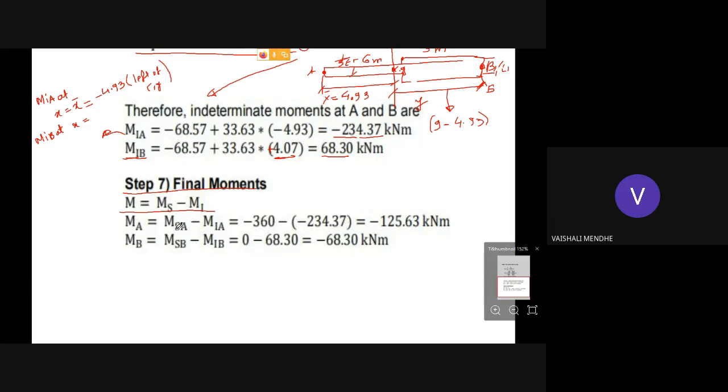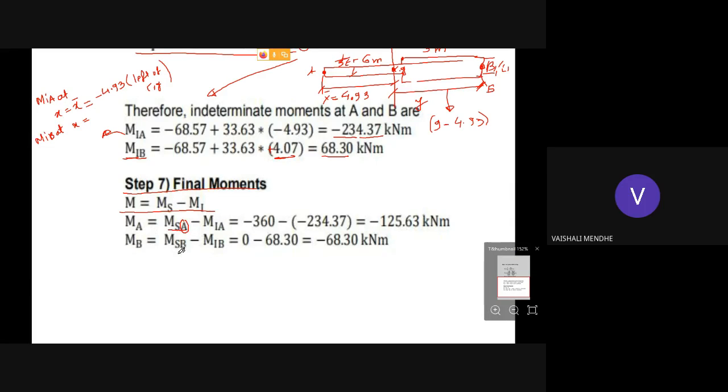सो MA will become MSA minus MIA. सो MSA, MIA, MIB ऑलरेडी अपन ने यहाँ पे कैलकुलेट किया. MSA is statically determinate moment at A. S means statically determinate moment. I means indeterminate. So MIA. So MSA minus MIA हो जाएगा, और MB will be equal to MSB minus MIB. MSB minus MIB will be equal to, you'll get the value.